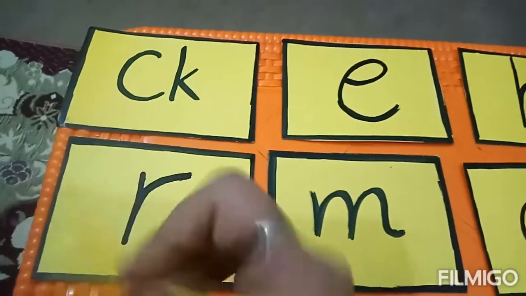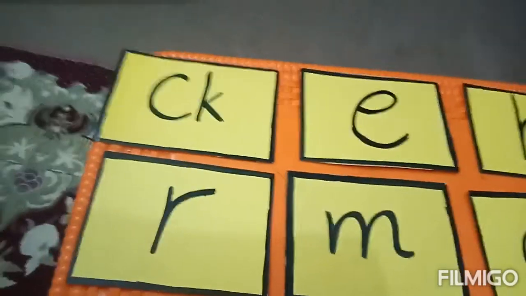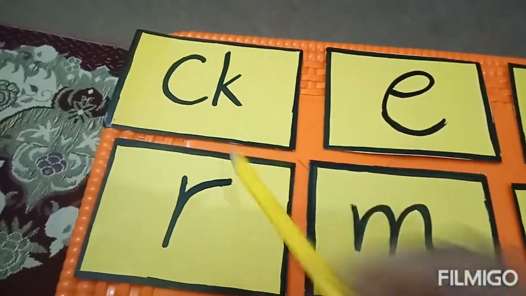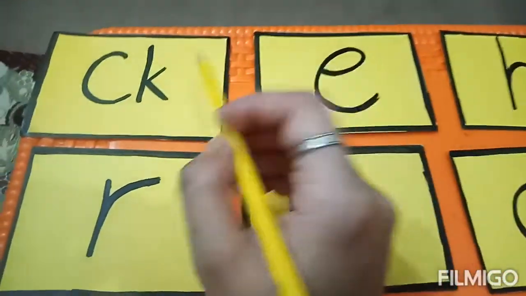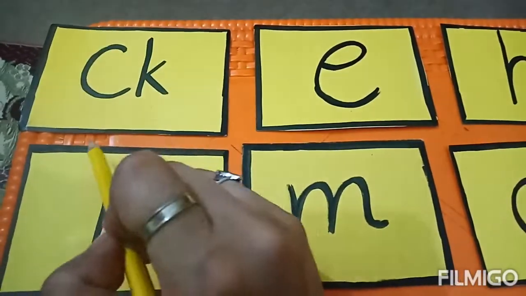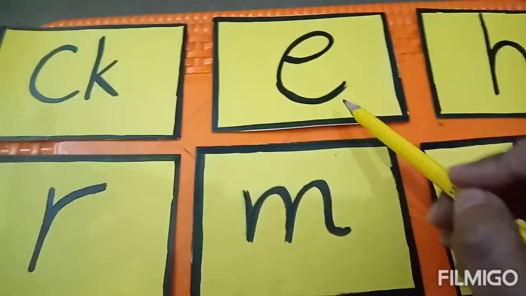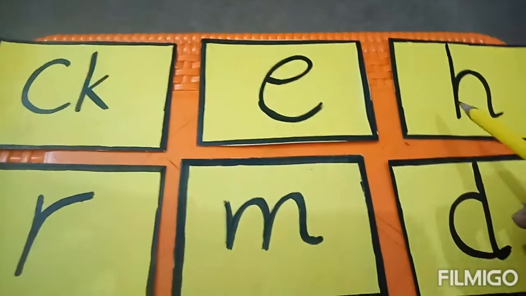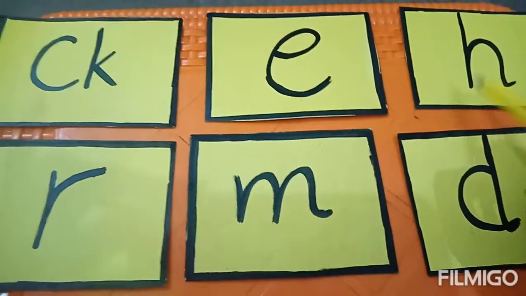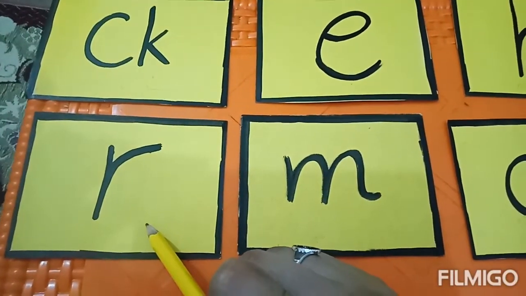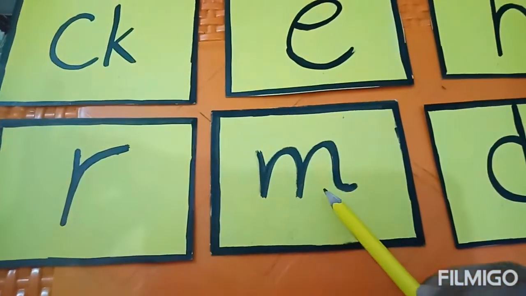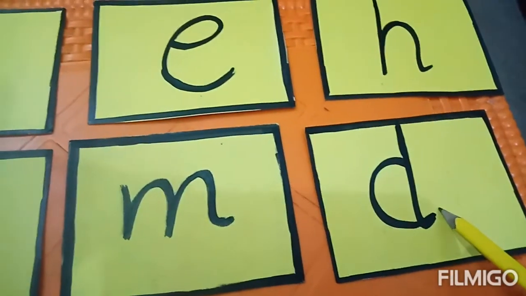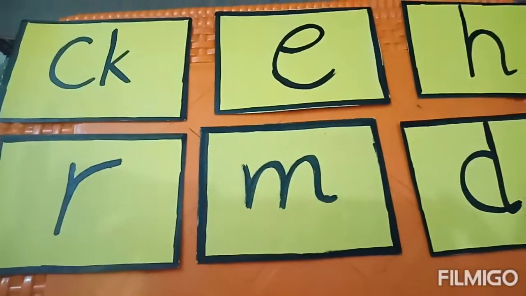Children, I have told you earlier that these two letters contain the same sound. So, which sound is this? K. Which sound is this? K. Okay. Now, let's go to another sound. Which sound is this? A. Which sound is this? H. Which sound is this? R. Which sound is this? M. And which sound is this? D. Well done.